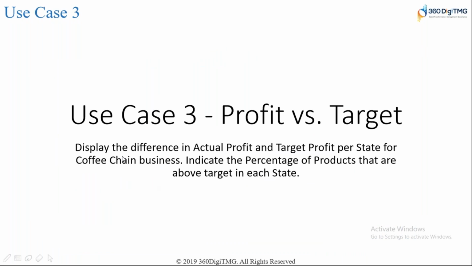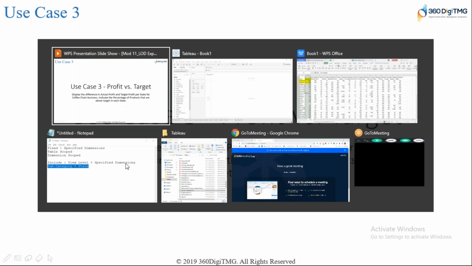Display the difference in actual and target profit. Display the difference in actual profit and target profit per state for the coffee chain business. Indicate the percentage of products that are above the target in each state. So we have to show the difference in the actual and target profit per state for the coffee chain business.